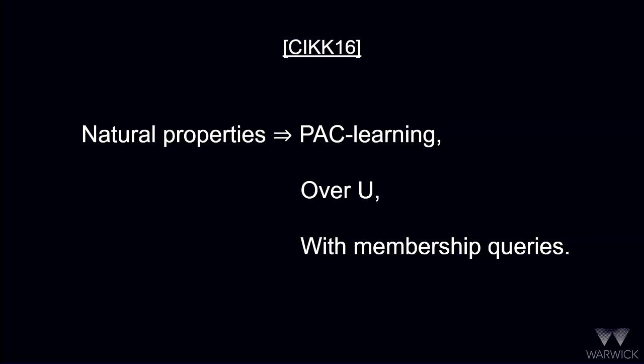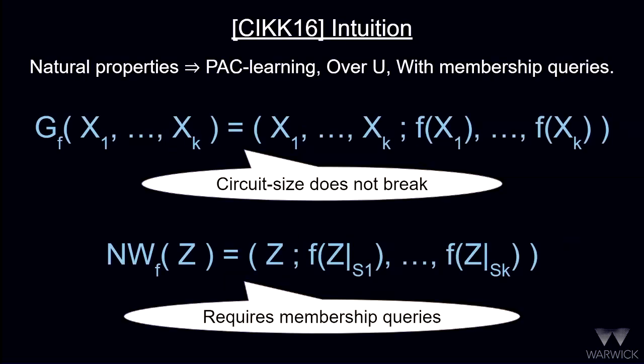Okay, so I just want to give you a little bit of intuition as to how they're applying the general framework and where the membership queries are coming from. A natural first attempt, of course, would be to try to use a natural property to break the very simple generator G that I started with. So what's a natural property? Very roughly, it's an efficient way of distinguishing between strings of low circuit size and uniformly random strings.